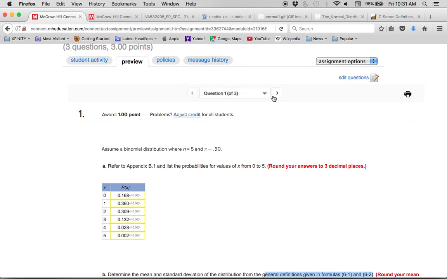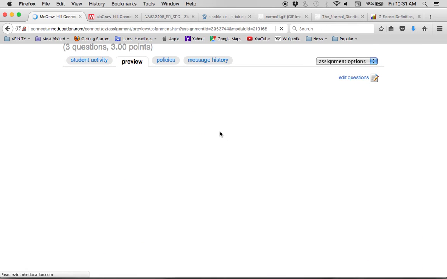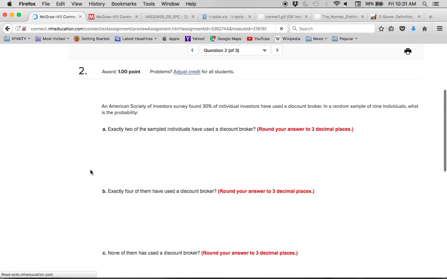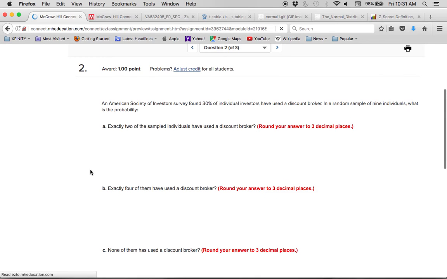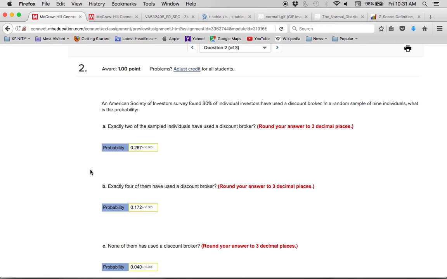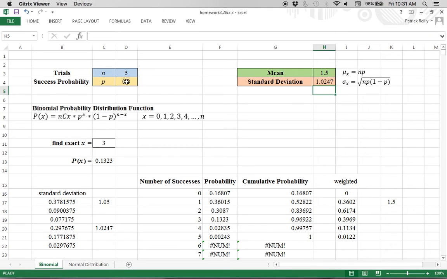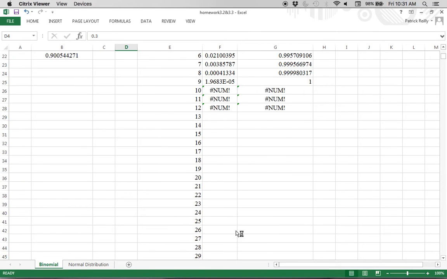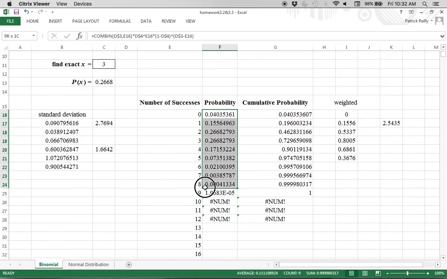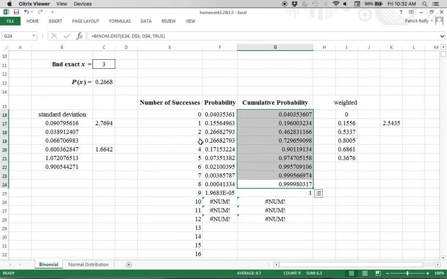Next. American Society of Investors survey found 30% of individual investors have used a discount broker. In a random sample of 9 individuals, what is the probability? So the probability of success here is 30%, 0.3, and the sample is 9. So let's fill that in. Okay, and then we've already got the exact probabilities and the cumulative probabilities.